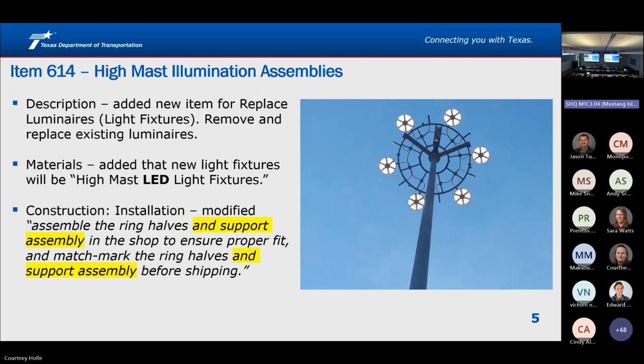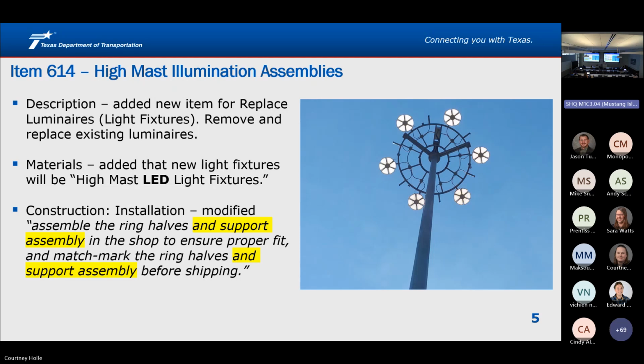And then item 614, high mast illumination assemblies. In the description, added a new item for replacing luminaires, just the light fixtures. And then in the materials section, they added the word LED. It used to just say high mast light fixtures. Now we're using LED, so that was added. And then in the construction installation section, those of y'all that deal with this may know what this is, but they added the highlighted section.